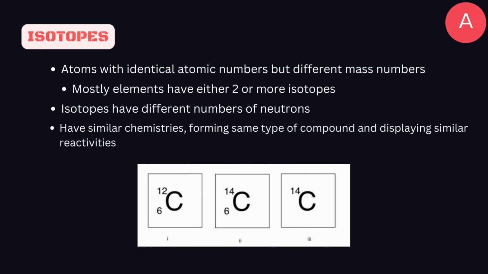Next, we proceed with isotopes. Isotopes are atoms with identical atomic numbers but different mass numbers. Mostly, elements have two or more isotopes. Isotopes have different numbers of neutrons. Isotopes have similar chemistries, forming the same types of compounds and displaying similar reactivity.